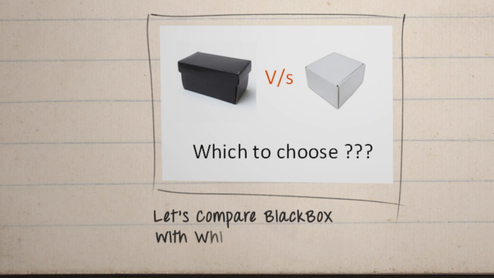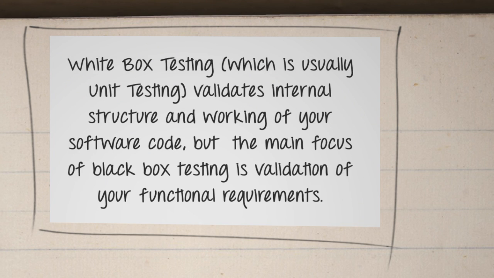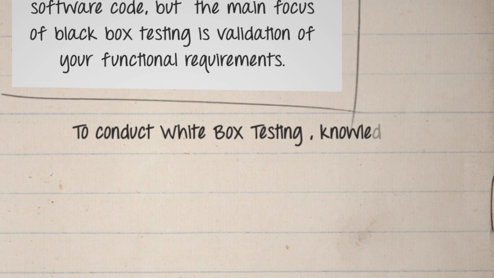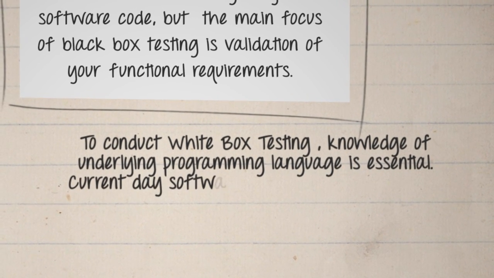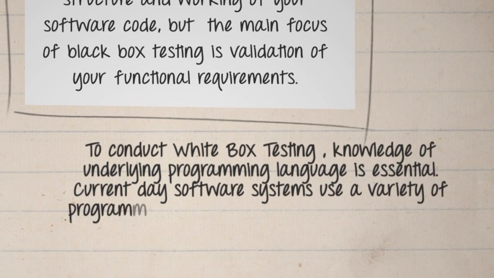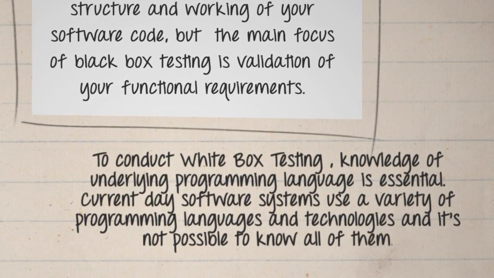Lastly, let's compare black box with white box testing. White box testing, which is usually unit testing, validates internal structure and working of your software code. But the main focus of black box testing is validation of your functional requirements. To conduct white box testing, knowledge of underlying programming language is essential. Currently, software systems use a variety of programming languages and technologies, and it's not possible to know all of them.